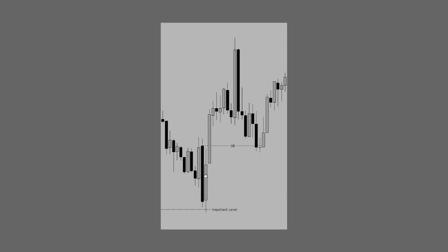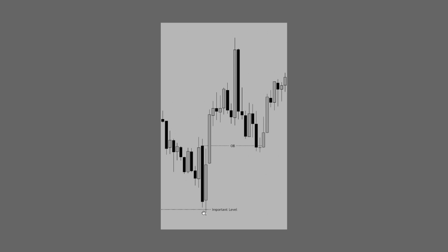Now, one thing for order blocks is that they need to be formed after we tap an important level. In this case, I've marked an important level. Obviously, you can't see the entire chart, but just assume that there's an important level there. Maybe it's the previous daily low or any other low that is important, any other level. This last down movement that taps into the important level is called an order block.